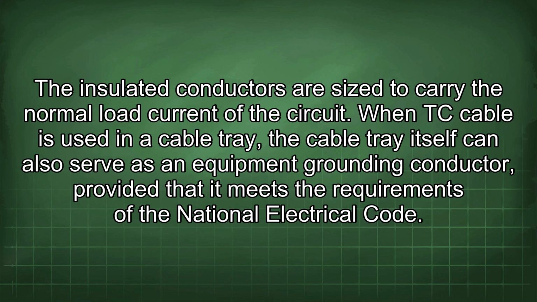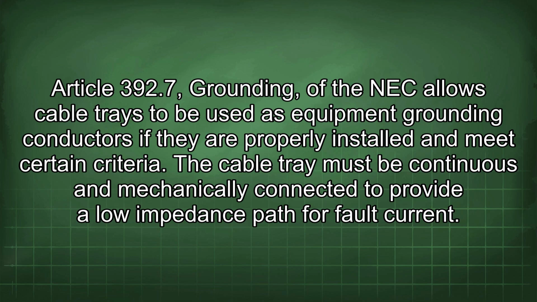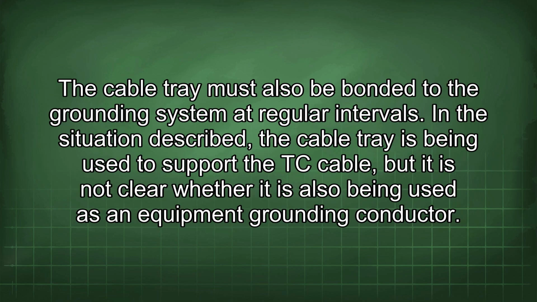When TC cable is used in a cable tray, the cable tray itself can also serve as an equipment grounding conductor, provided that it meets the requirements of the National Electrical Code. Article 392.7 Grounding of the NEC allows cable trays to be used as equipment grounding conductors if they are properly installed and meet certain criteria. The cable tray must be continuous and mechanically connected to provide a low impedance path for fault current. The cable tray must also be bonded to the grounding system at regular intervals.